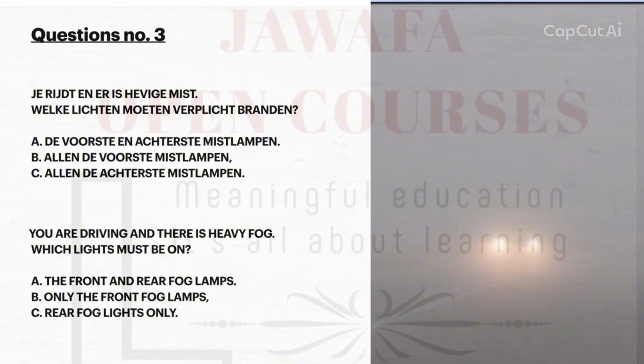Question number 3 is this. If you are driving your vehicle and there's an extremely heavy type of fog, a dense mist all around, which specific light should you switch on? Option number A is that you should turn on both your front and your rear fog lights. Option number B is that you only need to switch on the front fog light. And option number C is that you only need to switch on the rear fog light.